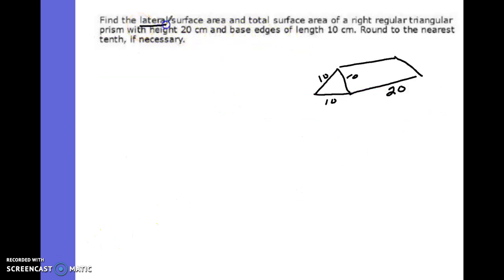Okay, we want the lateral surface area and the total surface area of a right regular triangular prism. Well, if it is a regular triangular prism, that means on my triangle, the triangle part is my base. So here's my base right here, and I'm going to shade it in. My height is the distance from base to base. And it's regular, so that means all 3 sides are going to be equal. And we're told that the base edges are 10, and the height, the distance from base to base, is 20.